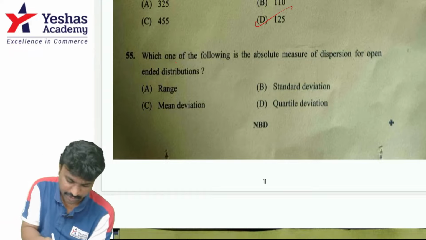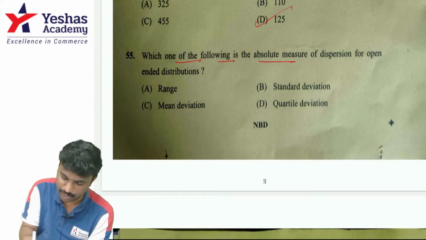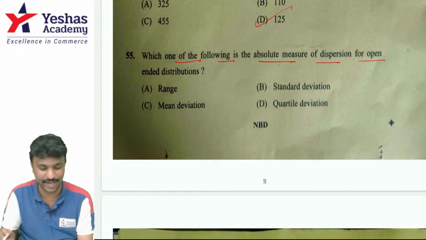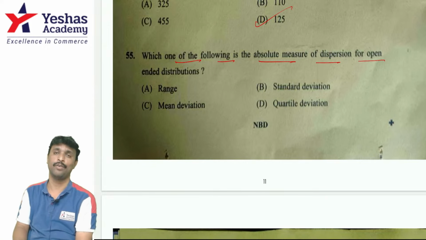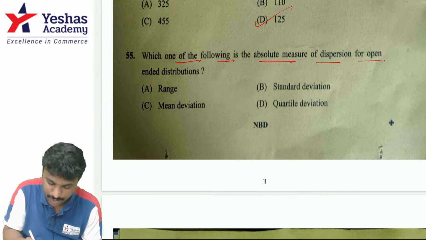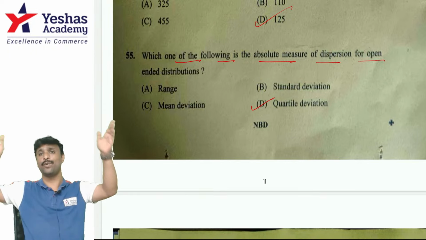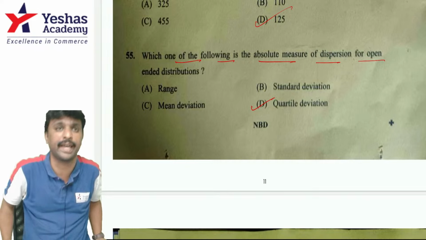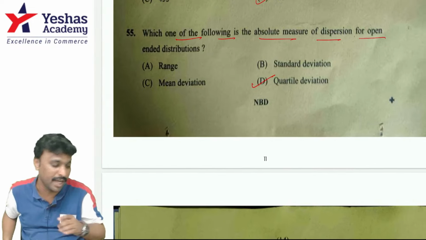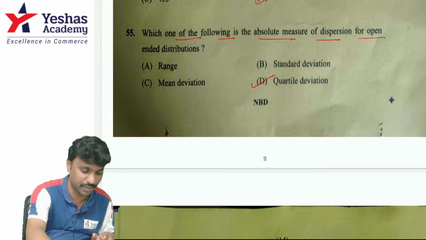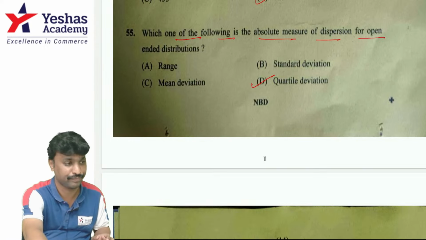Let's do the question. Which of the following is the absolute measure of dispersion for an open-ended distribution? For an open-ended distribution, definitely it is quartile deviation, because quartiles take only the middle 50% of the values. It will not take extreme values. So therefore, for open-end classes, quartile deviation is the most suitable. Have you all understood? Is it clear?